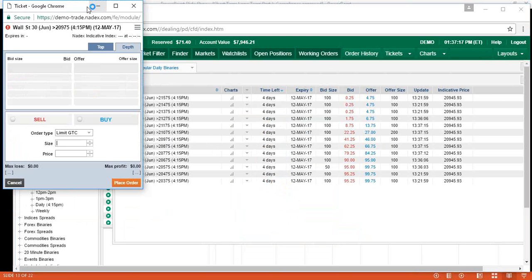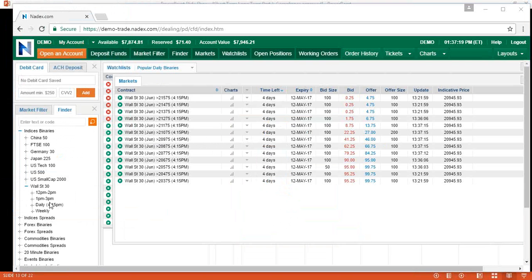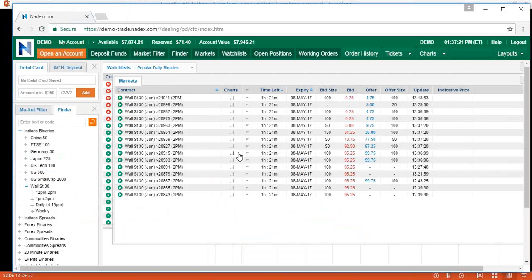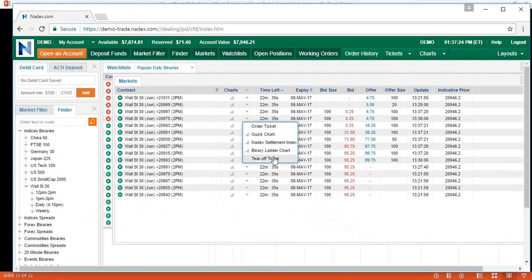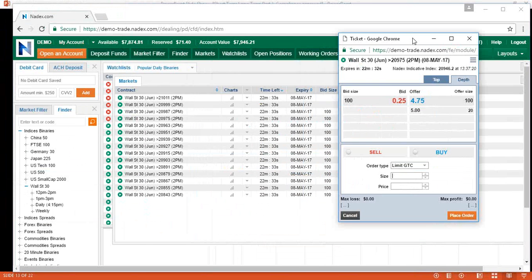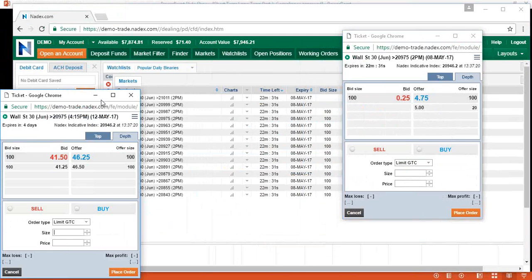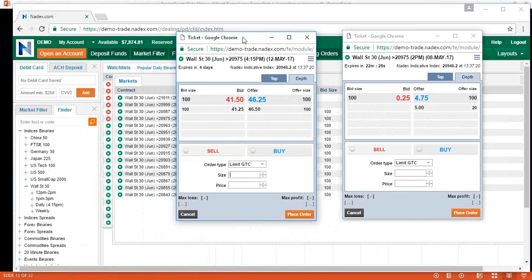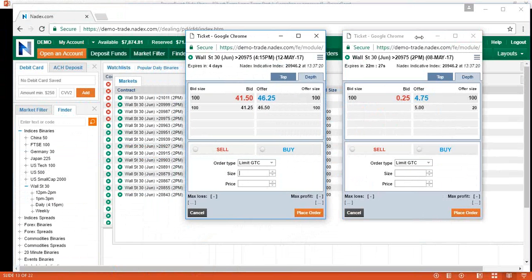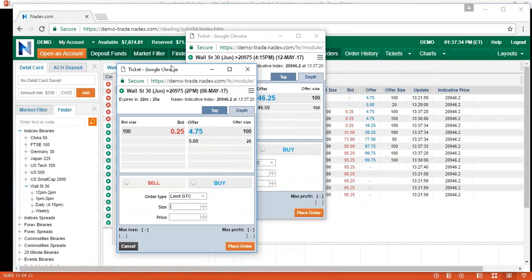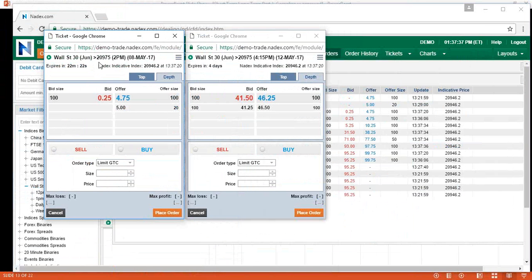975 tear off ticket. Okay. And 2 p.m. 975 tear off ticket. You see them side by side. Does everybody see that? 2975, 2975. The same strike on the same exact instrument.